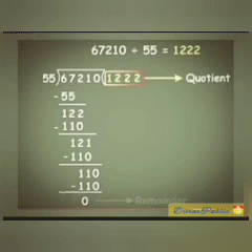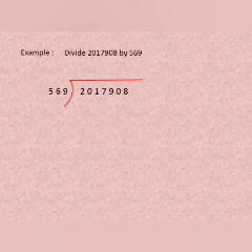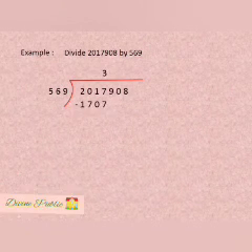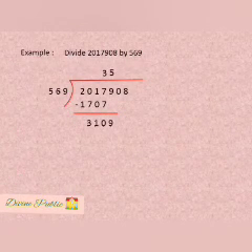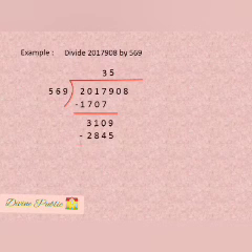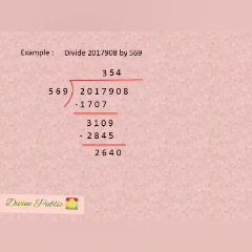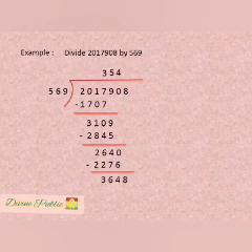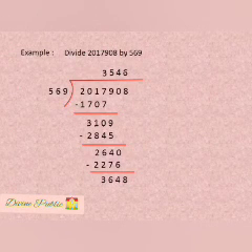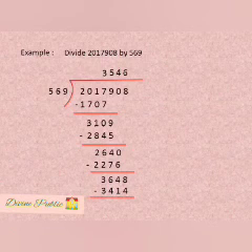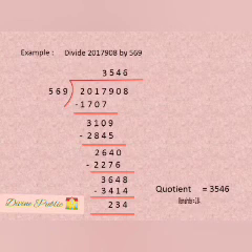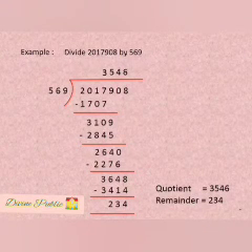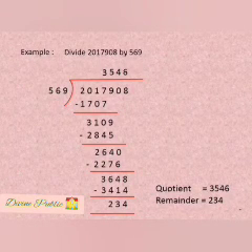Let us see one more example. In this division, we have to divide 2,017,900 by 569. As previously we have done the division, in the same way we have to do the division, and finally we will get our answer. So the quotient of this division is 3546 and remainder is 234.